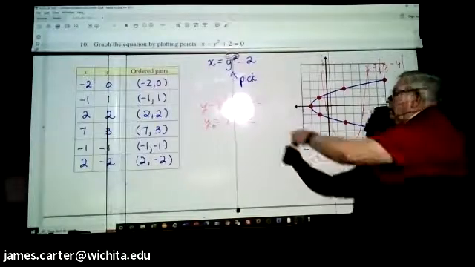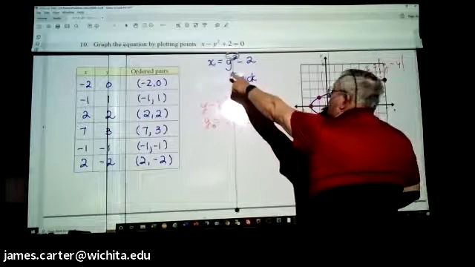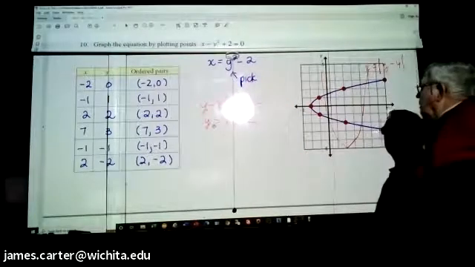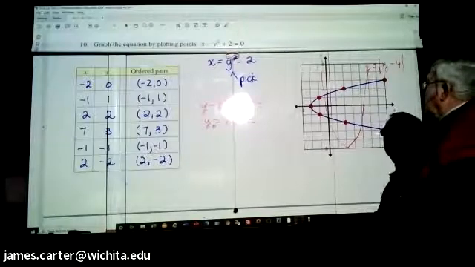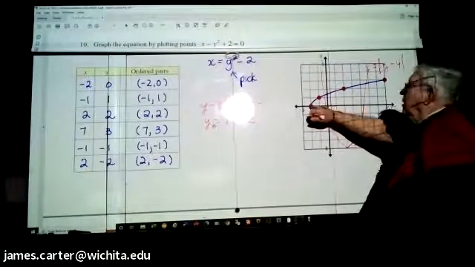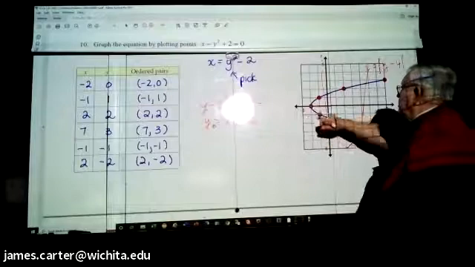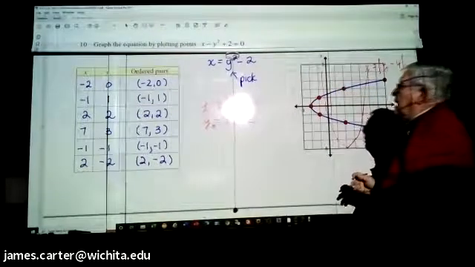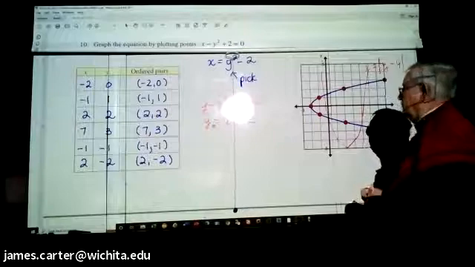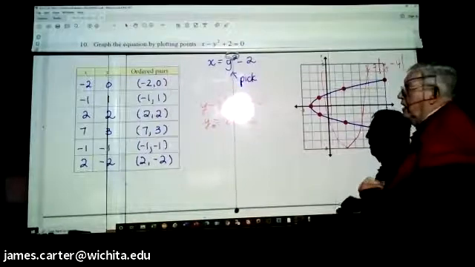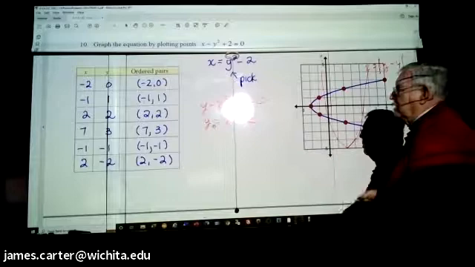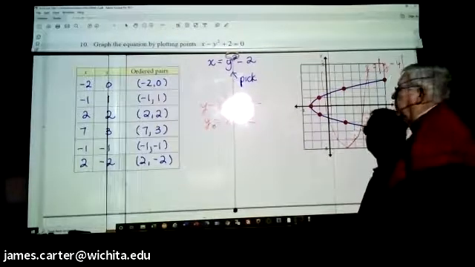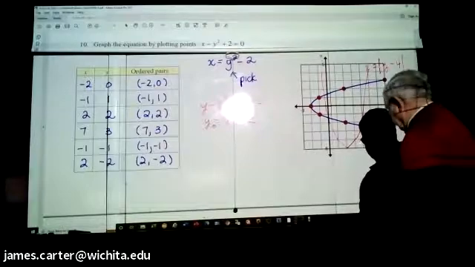This one, on the other hand, x equals y squared minus 2. Okay. Here, we're shifted 2 places to the left, and this is flipped at 90 degrees, just like our V was flipped at 90 degrees earlier for the absolute value problem.